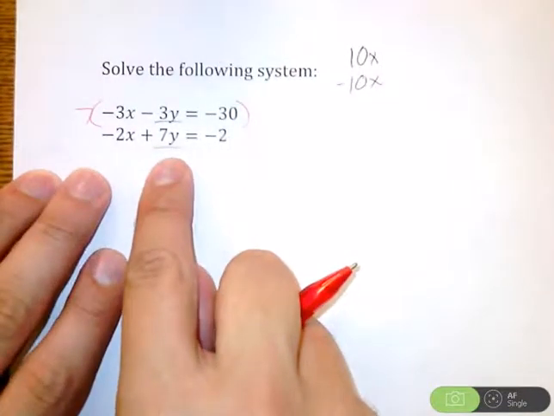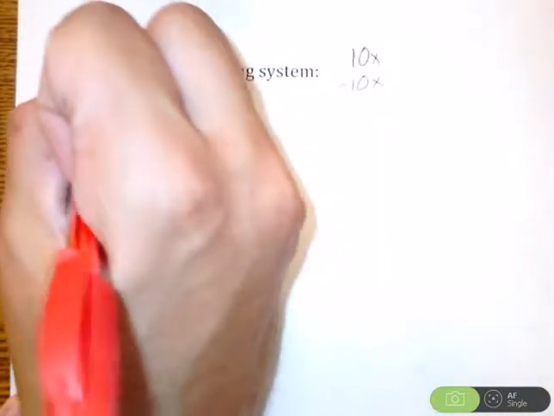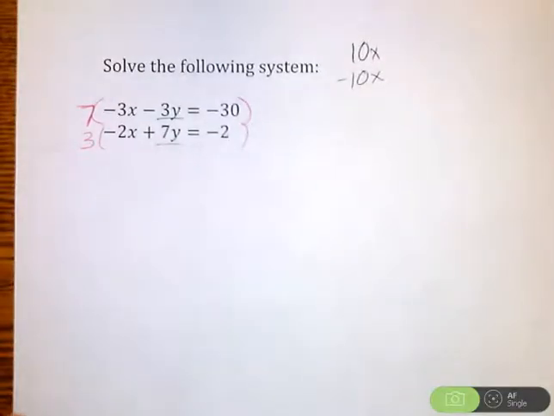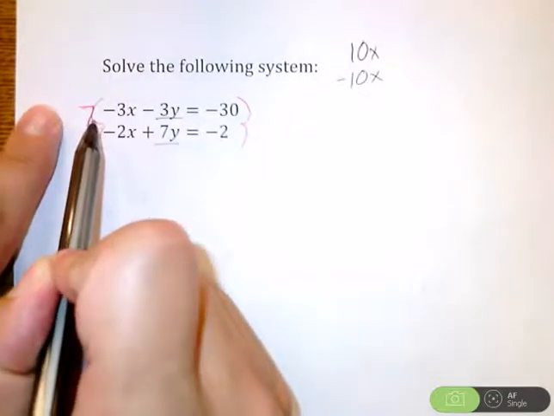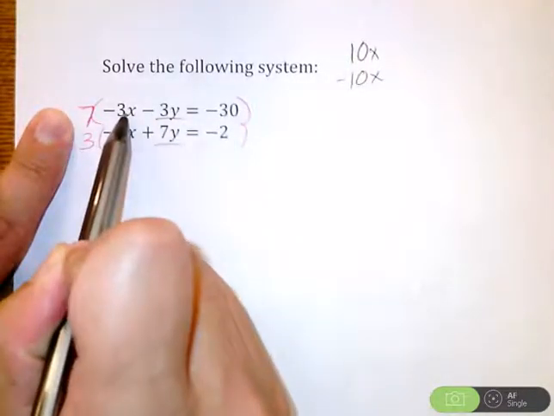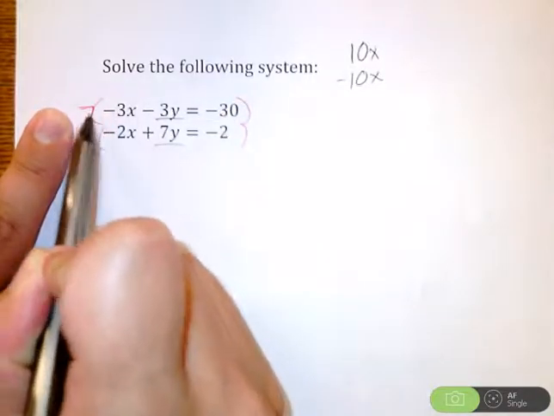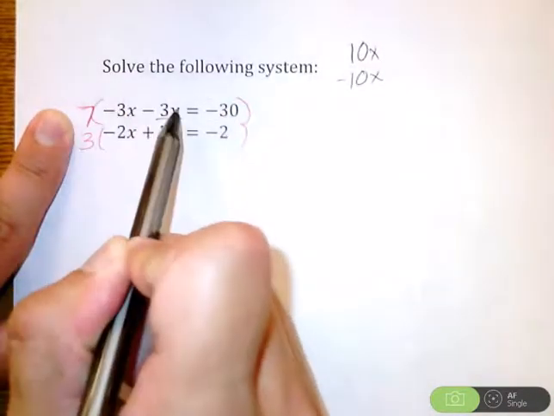Now let's focus on the bottom. Kind of hard to see that 7. How can I get a 7y to be positive 21? Well, I'm going to multiply the bottom by 3. So when you do the multiplication, this is a common mistake. You have to go all the way through. This 7 is going to be multiplied to the negative 3x, the negative 3y, and the negative 30. Don't get caught and only multiply to the first two and stop.